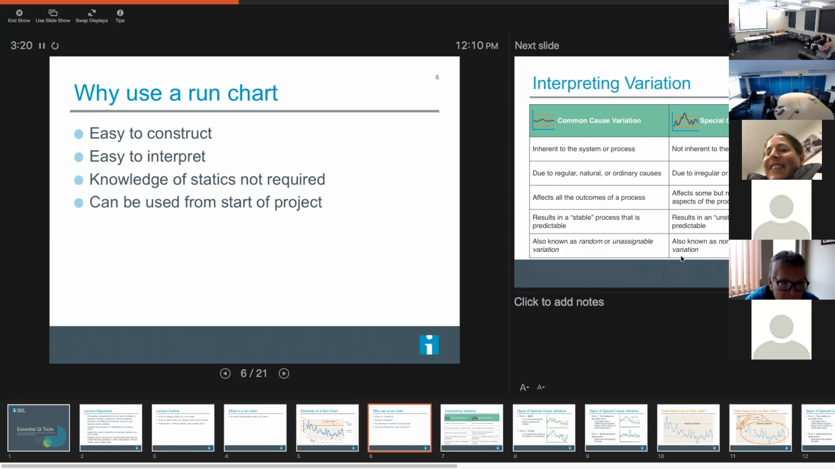You don't need a big knowledge of statistics. And you can start that data collection right at the start of any project. So it's a really handy resource.